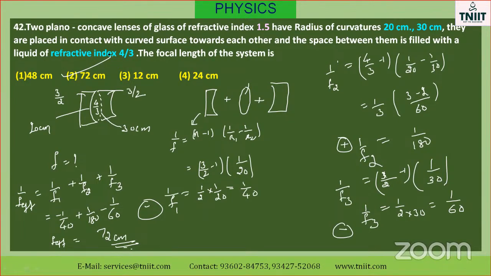You can skip the calculation part, but let me know the method. Whenever the two concave lenses are combined with water, totally there will be 3 lenses. The first one will be a plano concave. The middle one will be a convex lens. The third one will be a plano concave.